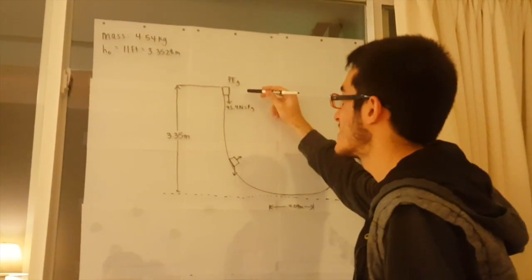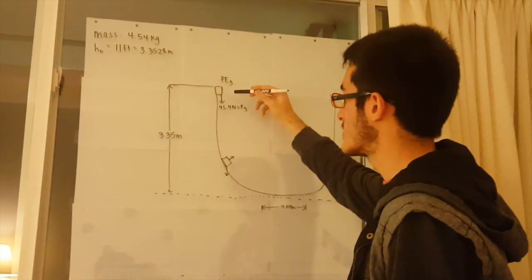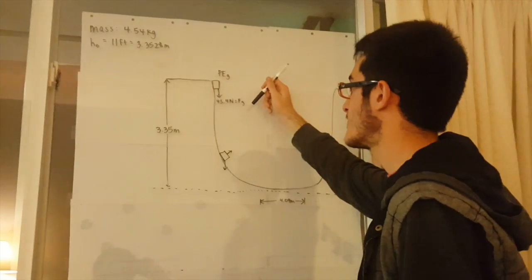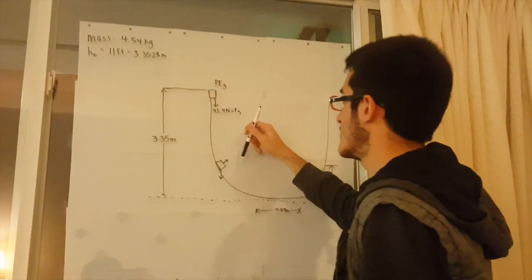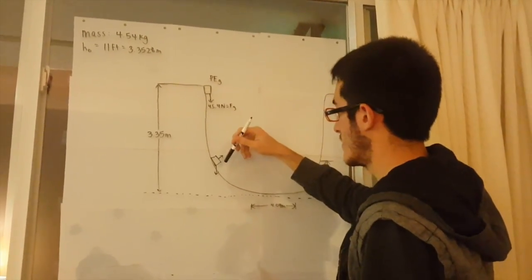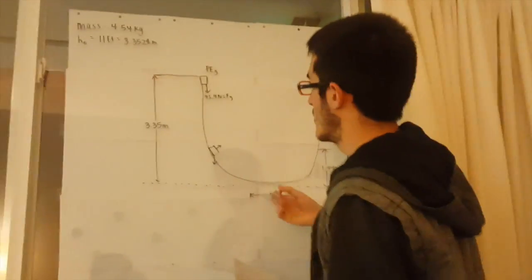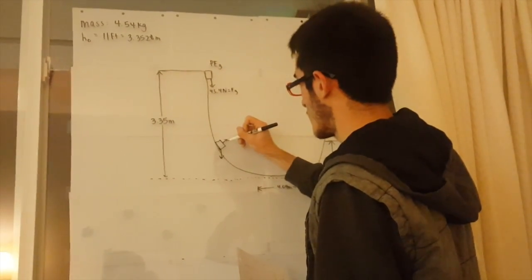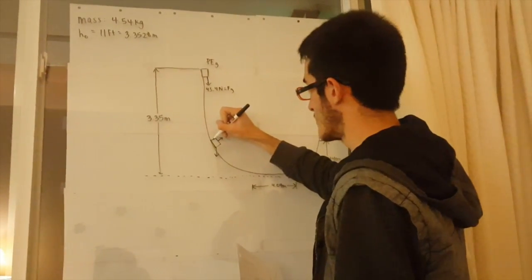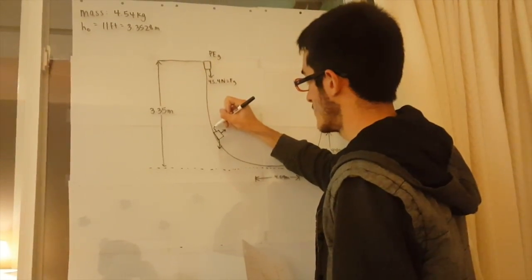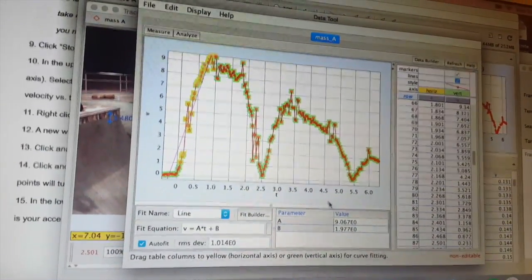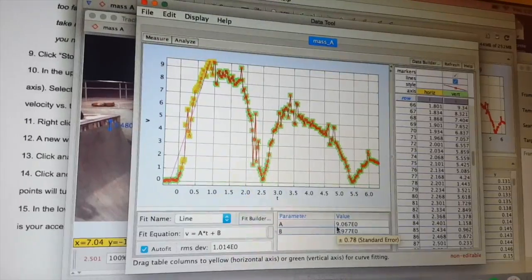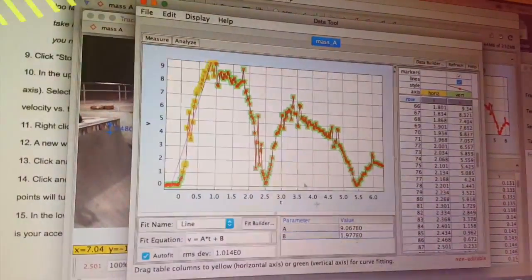At the top, when it's first dropped, the only force really acting on it is the force of gravity, and that's 45.4 newtons. And as it falls and hits the curve, the normal force is going to start increasing, and in turn it's going to start gaining a frictional force. We can analyze the graph and see that while it's going down the ramp, you have an average acceleration of about 9 meters per second squared.